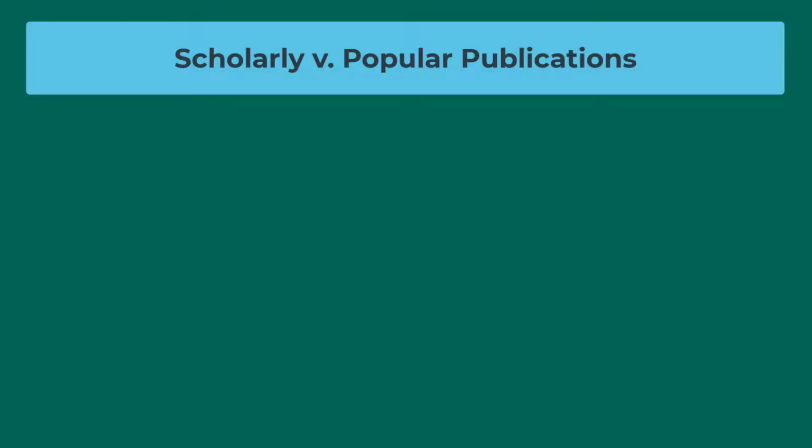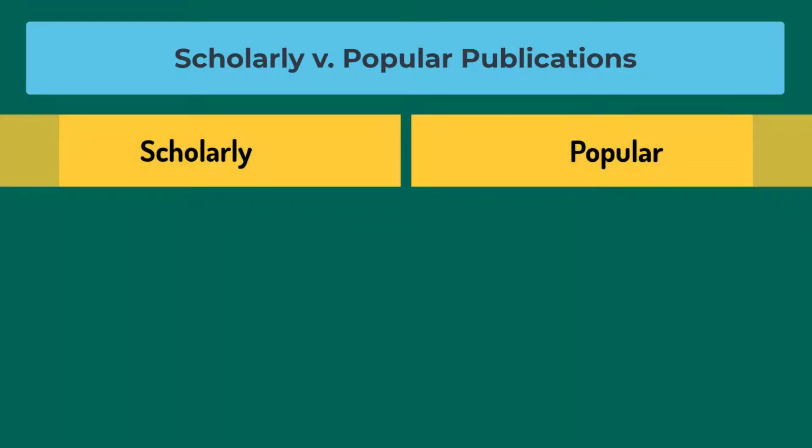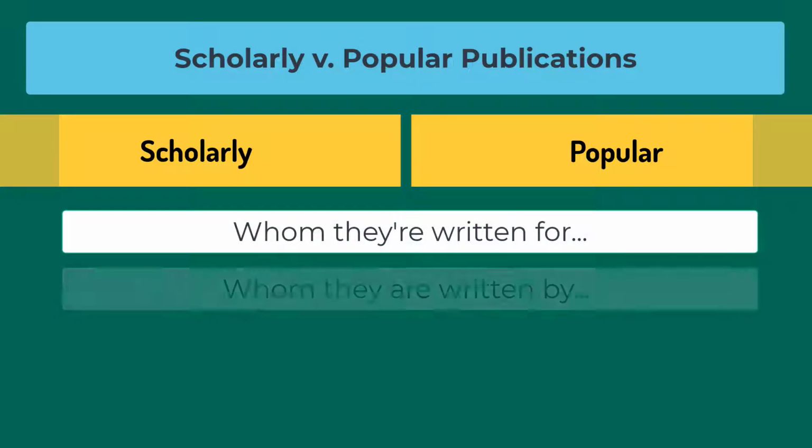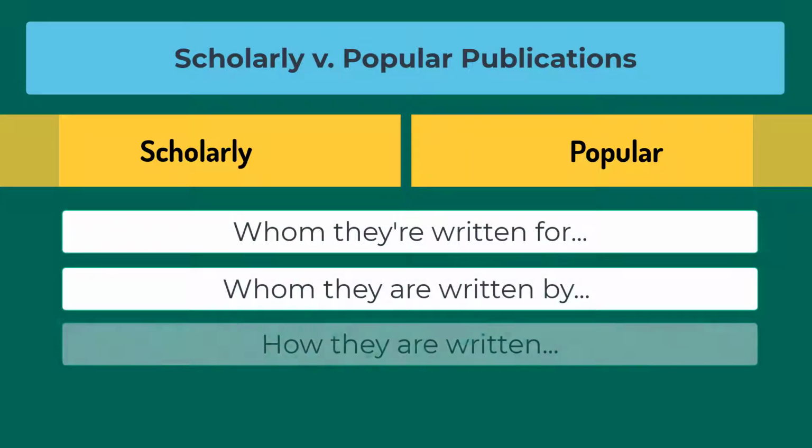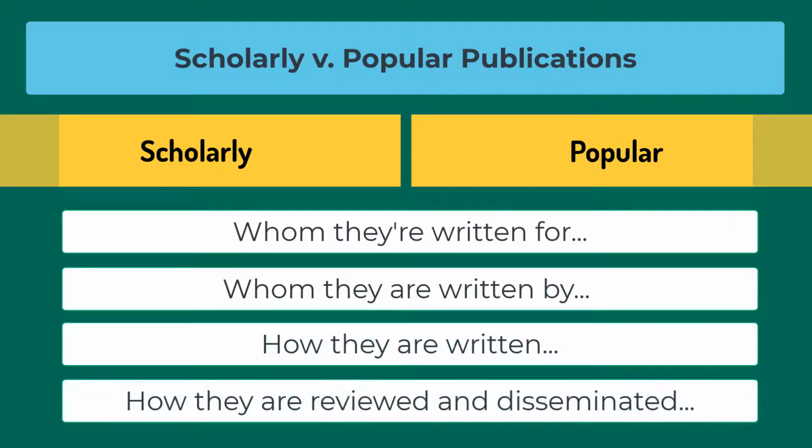Now, before we begin any of our searches today, we need to talk about the difference between scholarly peer-reviewed publications, which are the sources you've been asked to locate for your assignment, and popular sources like newspapers and magazines. These publications differ in a number of ways, including who they're written for, who they're written by, why they're written, how they are reviewed prior to publication, and how they're disseminated.